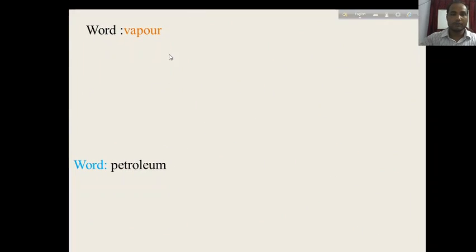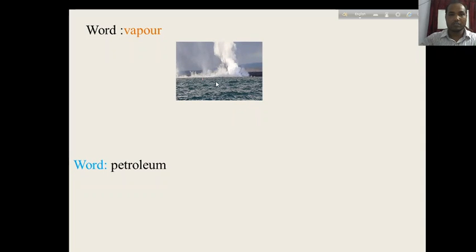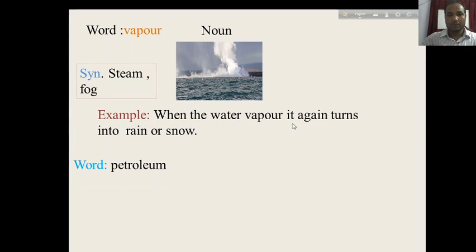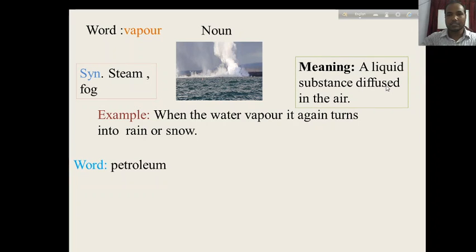Next word, vapor. Here is a picture for the word vapor. As synonyms we can use steam, fog. The vapor is also a noun, and for example we can use: when the water vapors, it again turns into rain or snow. Let's see its meaning. A liquid substance diffused in the air. Vapor means a liquid substance diffused in the air.